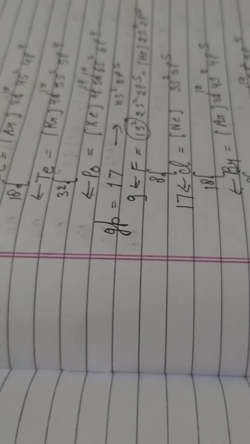Okay, so I think you all have got how to do the electronic configuration of p block elements. Okay, you all can see it once again wherever you were not able to see it properly.